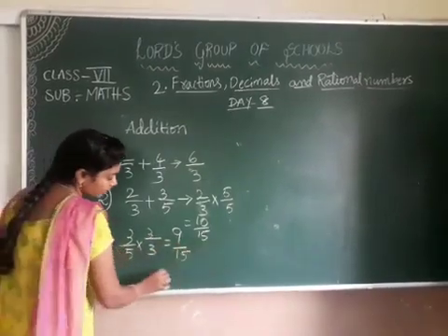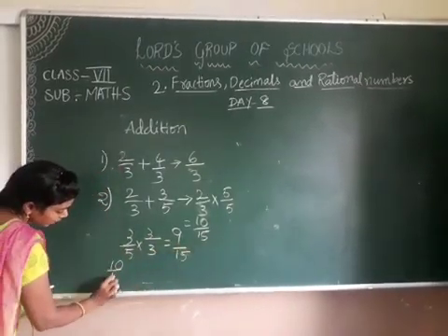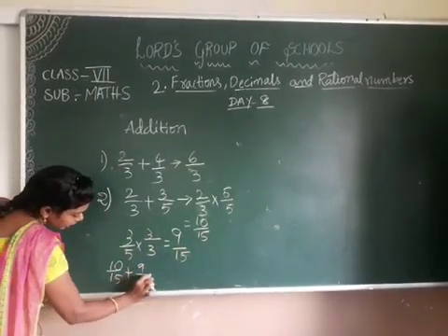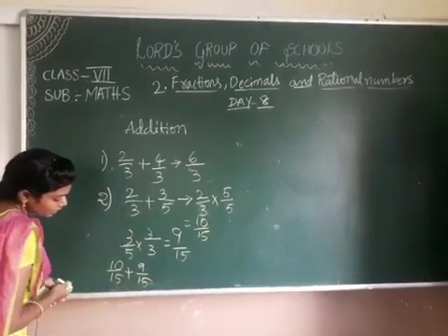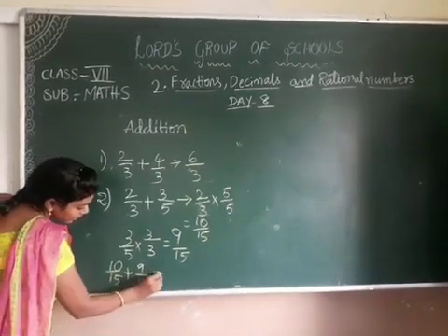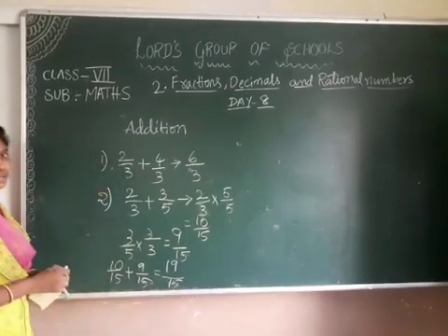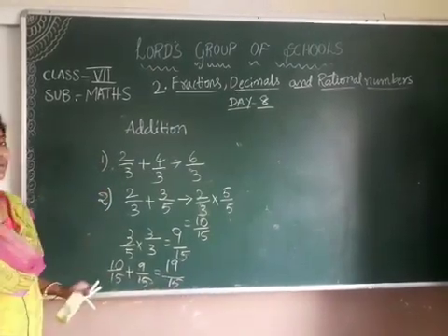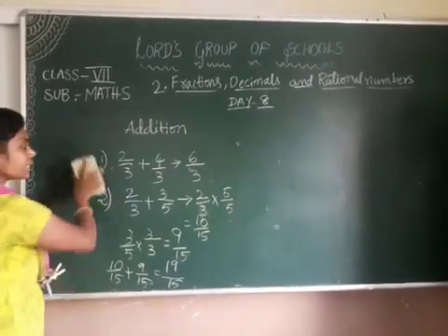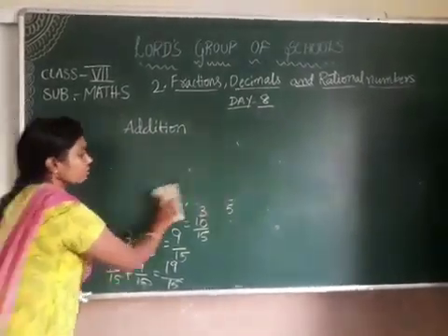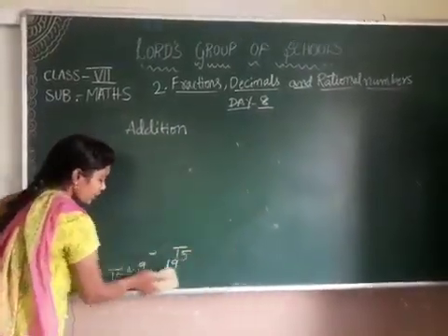After converting, again write down 10 by 15 plus 9 by 15. What is the answer? Just add the numerators, 19, and write the common denominator 15. In this way we can do addition. In the same way for subtraction also, convert to like fractions and then do the subtraction.